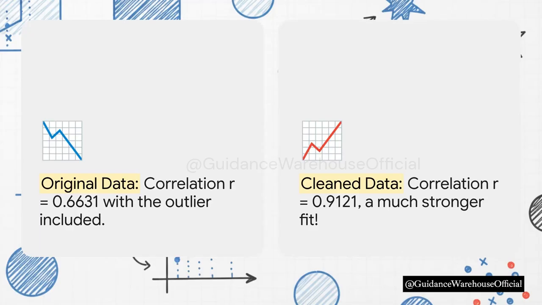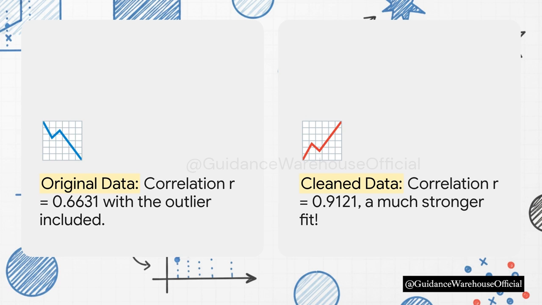So what's the plan now? Do we just delete it because it's messing up our perfect line? No way. We have to investigate. Let's pretend we went back to the professor's actual gradebook and found out that this 175 was actually just a typo, a completely erroneous recording. Okay, now that we know for sure it's a true error, we can safely delete it. And what happens to our data trend when we do?